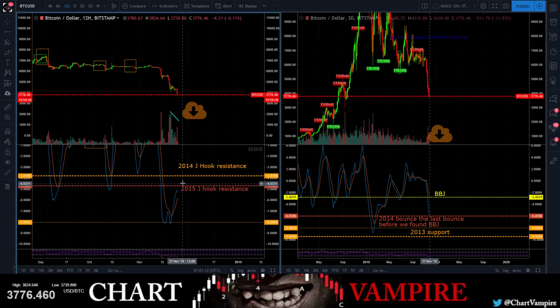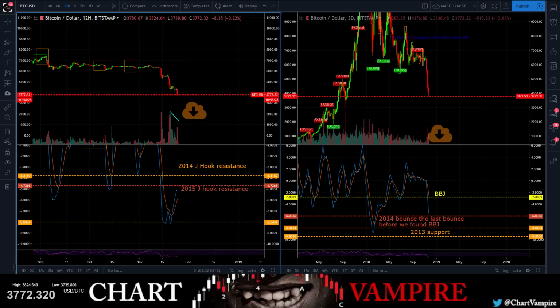On the 12-hour, we also got smashed this J-hook resistance from 2015 and tried to roll over. Listen, if these two indicators touch, we're going to have another short. It could just be a 100, 200 point dump, but if these two indicators touch each other right here, it'll be very bad.